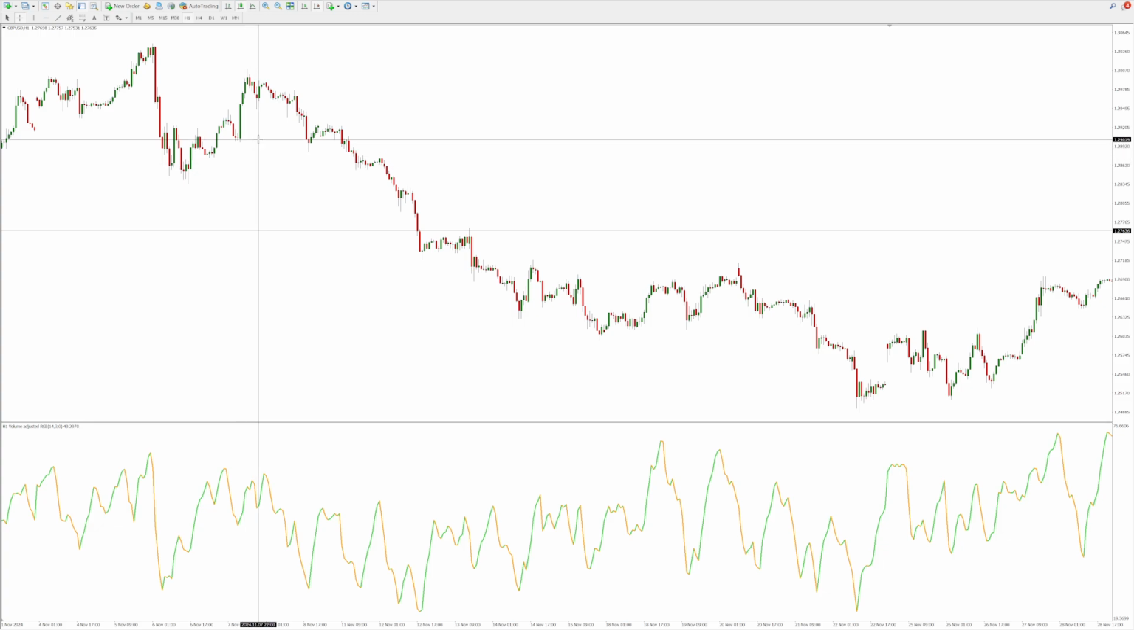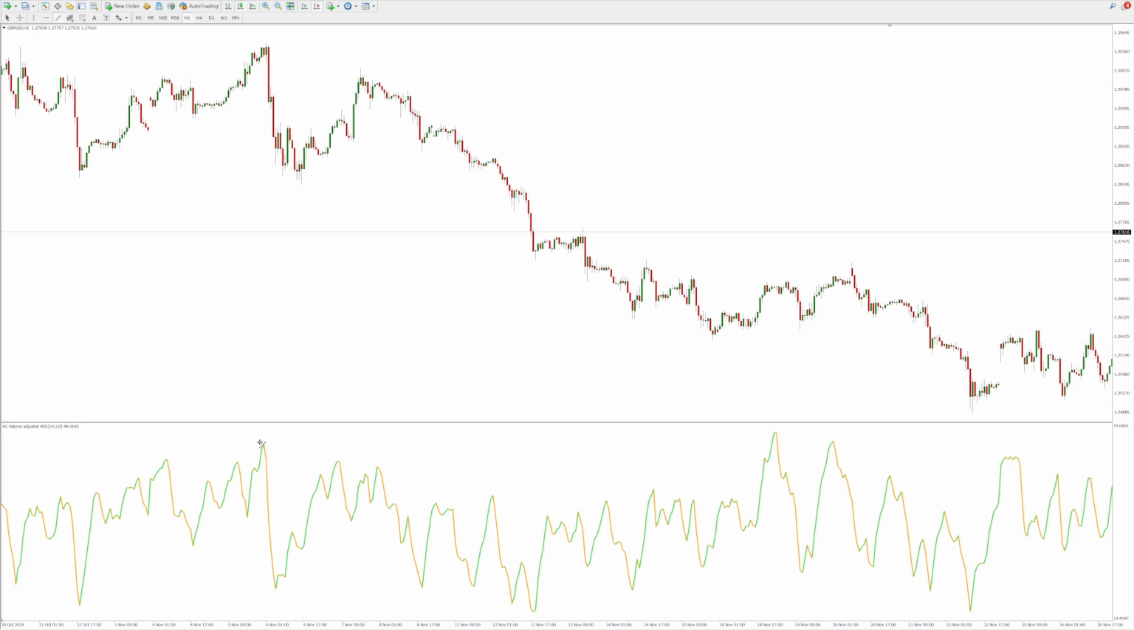Okay, so what we're looking for, this volume adjusted RSI works the same as a standard RSI. So basically, when it's high, it suggests that the market is overbought and maybe due a reversal to the downside. When it's really low, it suggests that the market may be oversold and due a reversal to the upside. Okay, so that's the first thing to be aware of.